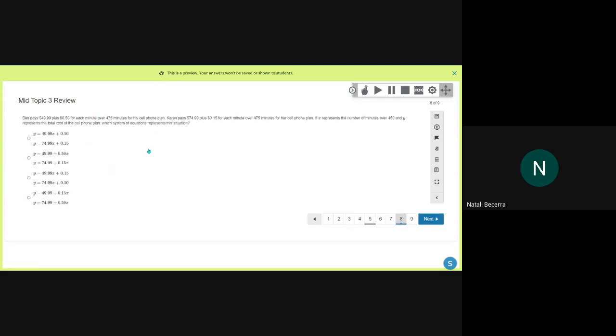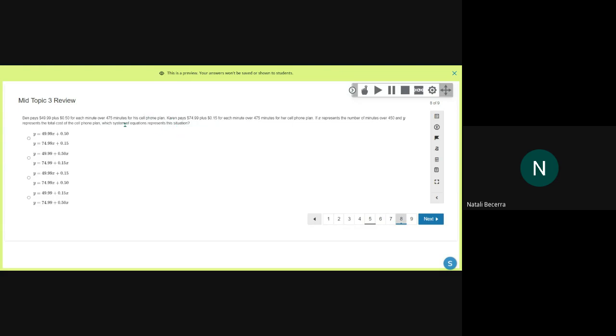All right. Ben pays $49.99 plus 50 cents for each minute over 475 minutes for his cell phone plan. Karen pays $74.99 plus 15 cents for each minute over 475 minutes for her cell phone plan. If X represents the number of minutes over 450 and Y represents the total cost of the cell plan, which system of equations represents the situation? So right here, you're trying to look for keywords.